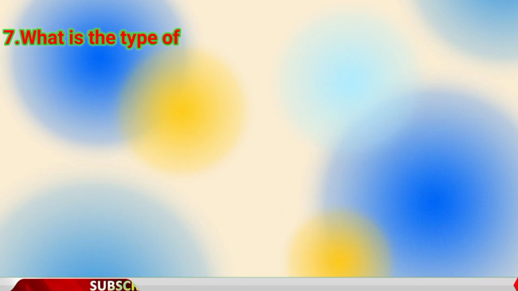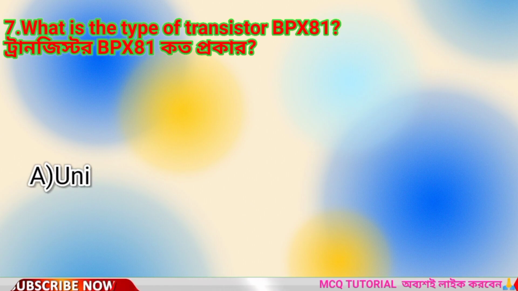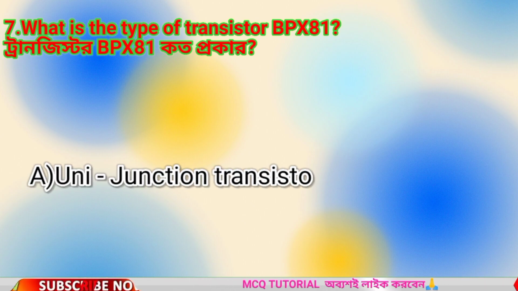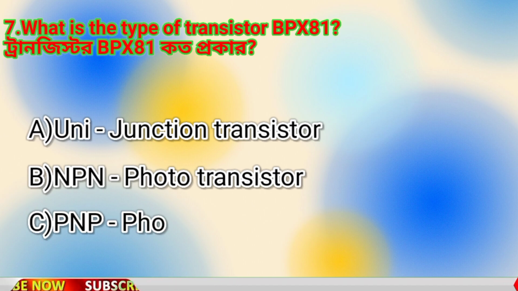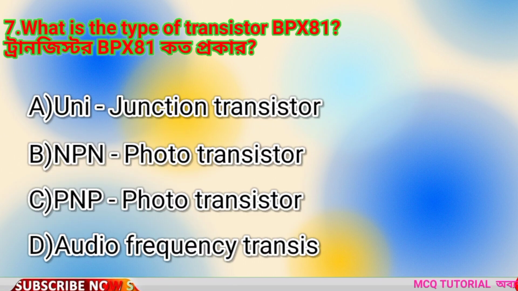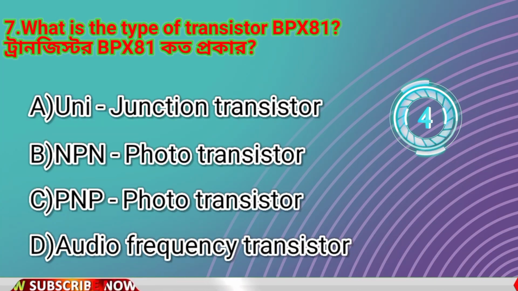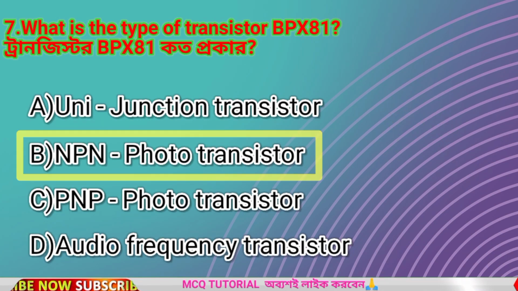What is the type of transistor BPX81? Option A uni junction transistor, option B NPN phototransistor, option C PNP phototransistor, option D audio frequency transistor. উত্তর হবে option B NPN phototransistor.